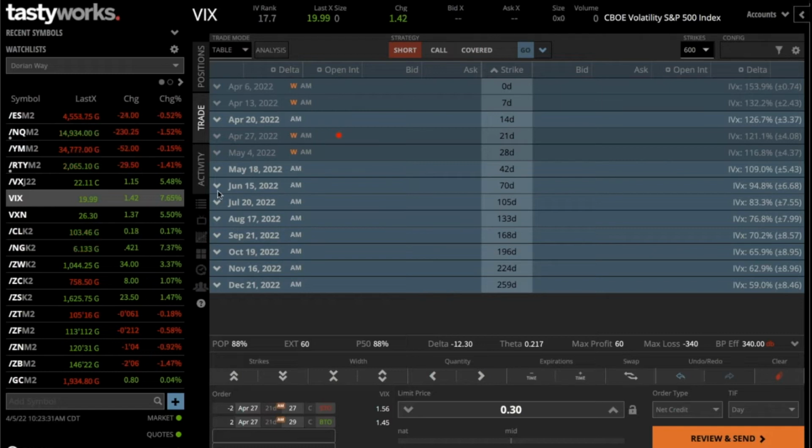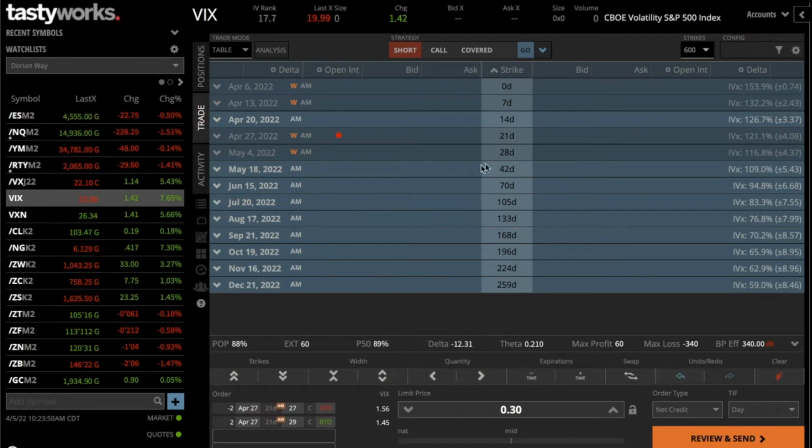As you can see right now, the VIX is up almost 8% as the S&P is only down 0.5%. So almost 100% of the time, when the VIX is going up, the market is going down, and vice versa. When the market is going up, the VIX is going down.